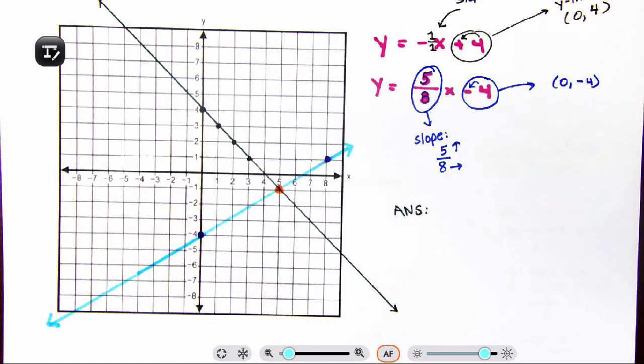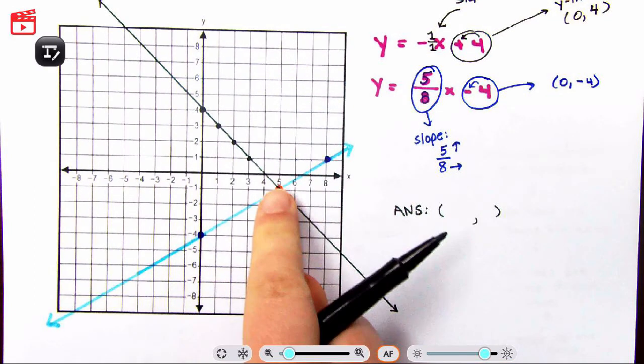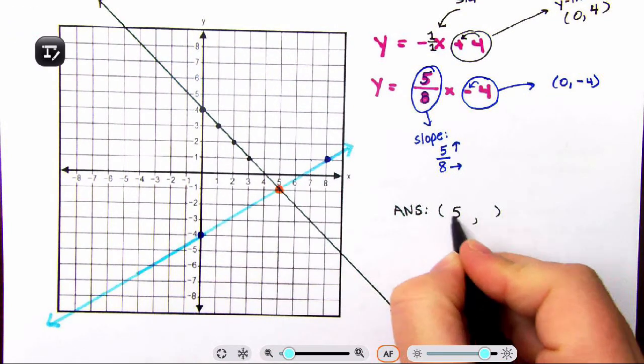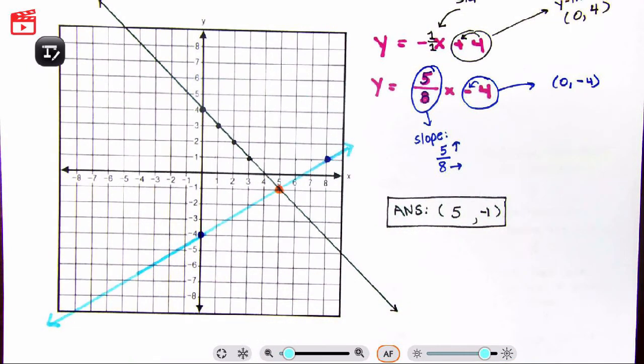One solution, what is that solution? That solution needs to have an x and a y. So the x is 5, the y is -1, and that's my answer. So where do the lines intersect? They intersect at 5, -1.